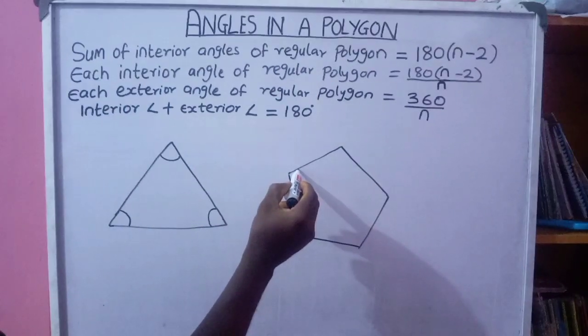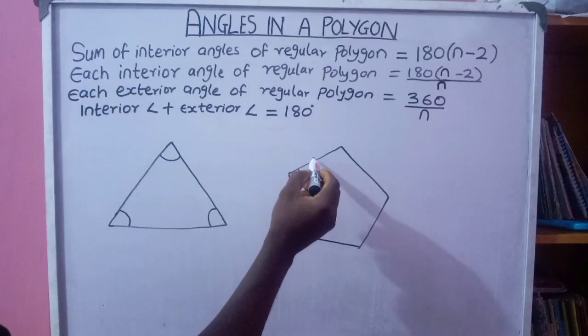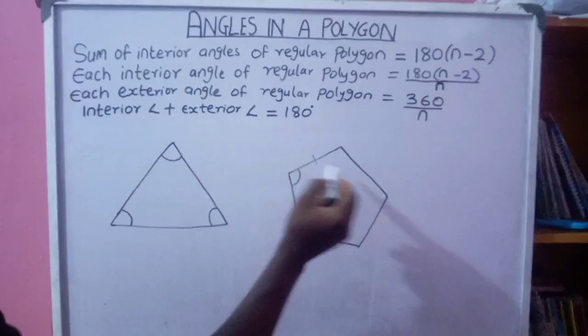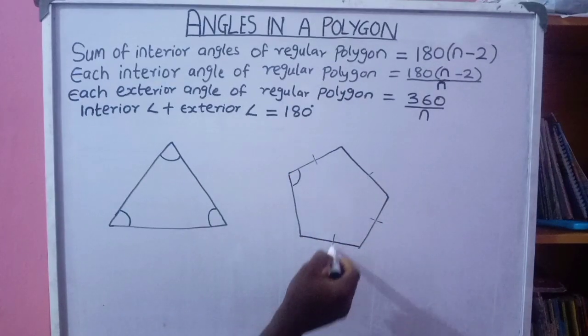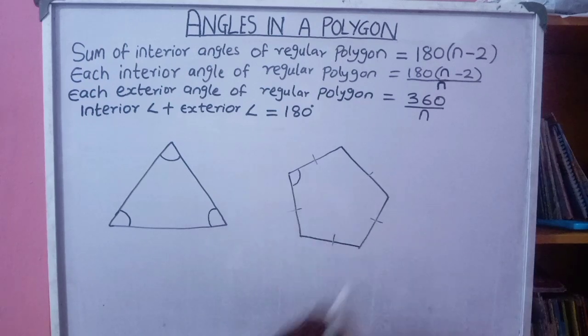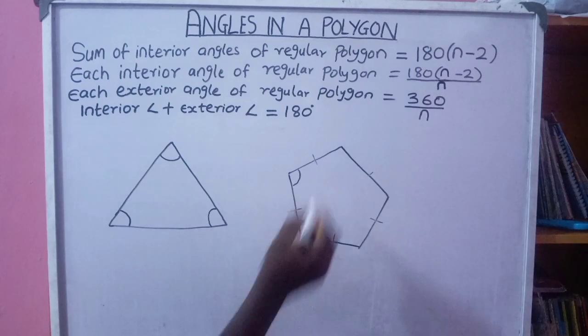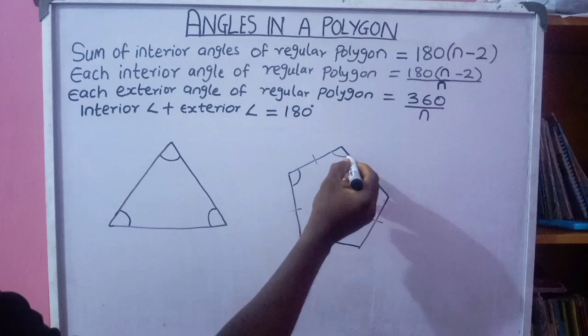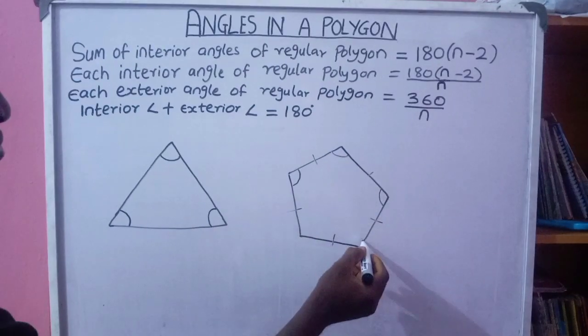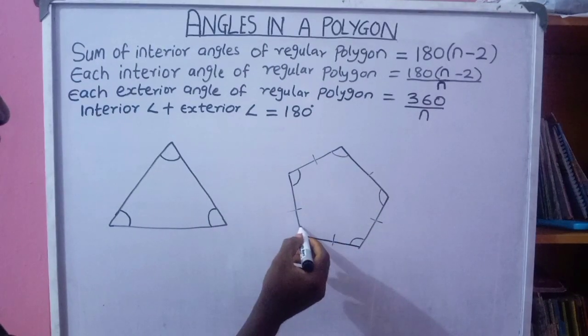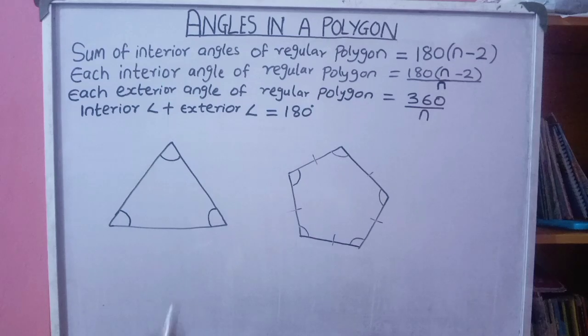The interior angles of this pentagon. Why do we call this a pentagon? Because it has how many sides? 5 sides. 1, 2, 3, 4, 5. And that's what we call it, pentagon. So these are the angles. We call them the interior angles. That's the angles inside of the figure.